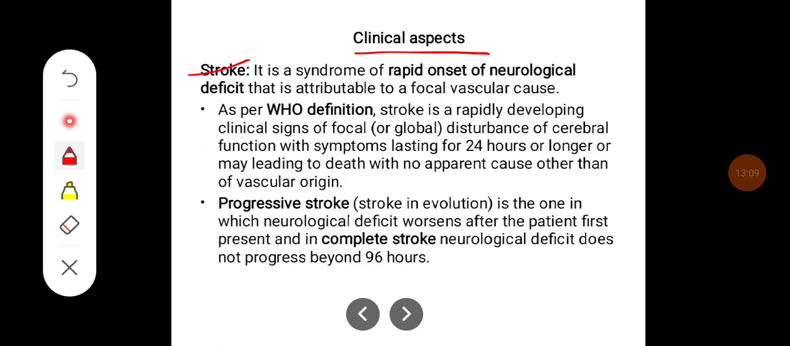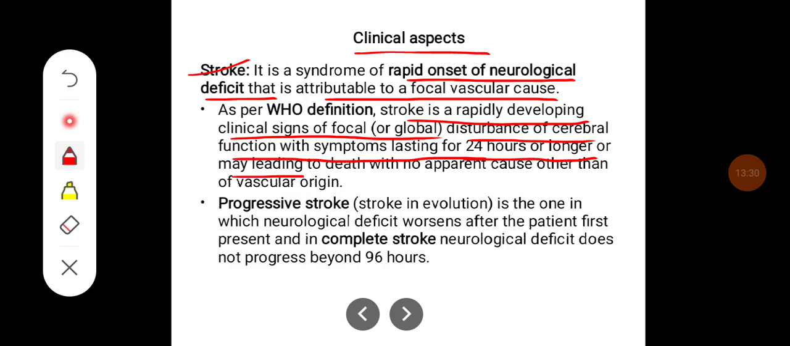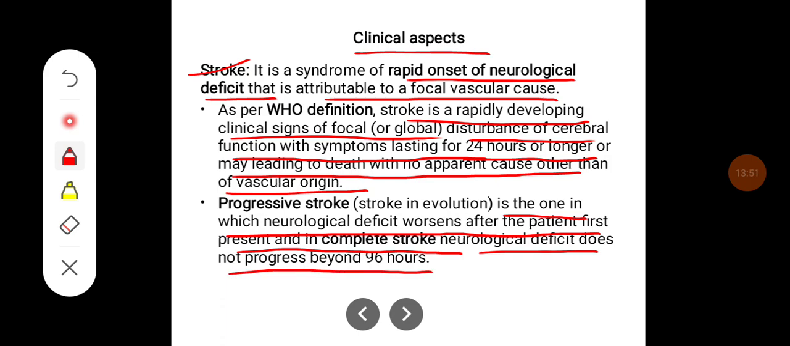Stroke. It is a syndrome of rapid onset of neurological deficit that is attributable to a focal vascular cause. As per the WHO definition, stroke is rapidly developing clinical signs of focal or global disturbance of cerebral function, with symptoms lasting 24 hours or longer, or leading to death with no apparent cause other than vascular origin. Progressive stroke is one in which neurological deficits worsen after the patient first presents, and in complete stroke the neurological deficit does not progress beyond 96 hours.